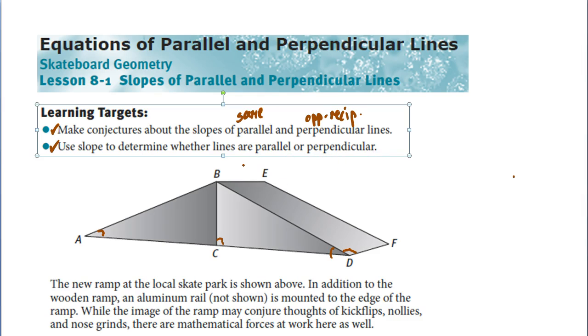If you knew the slope of two lines and the slopes were the same, you could conclude that they're parallel. And if you knew the slopes of two lines happen to be opposite reciprocals, then you could conclude that the lines are perpendicular.